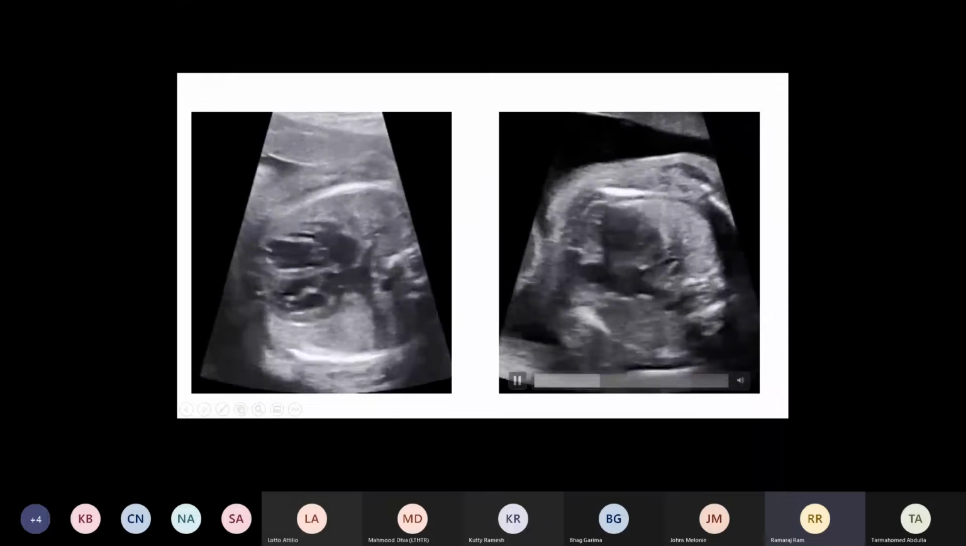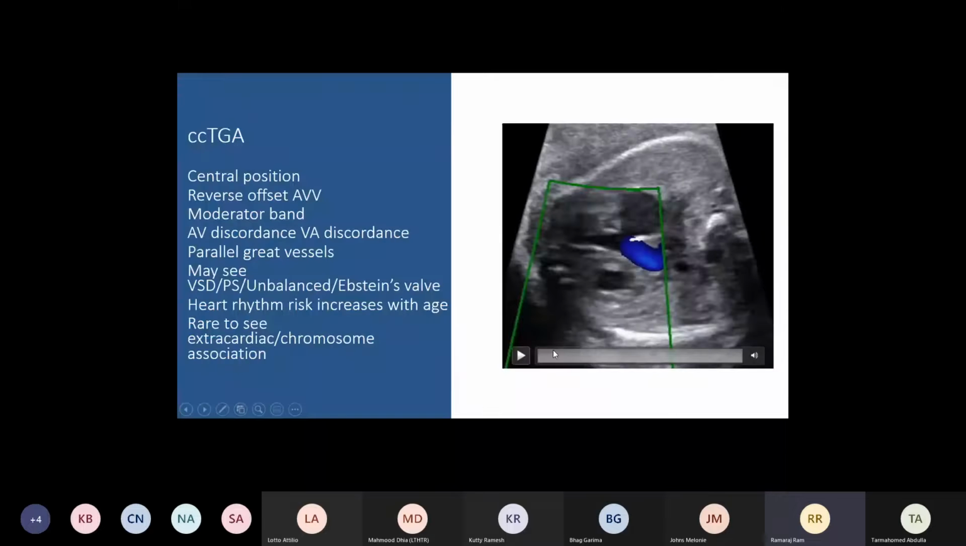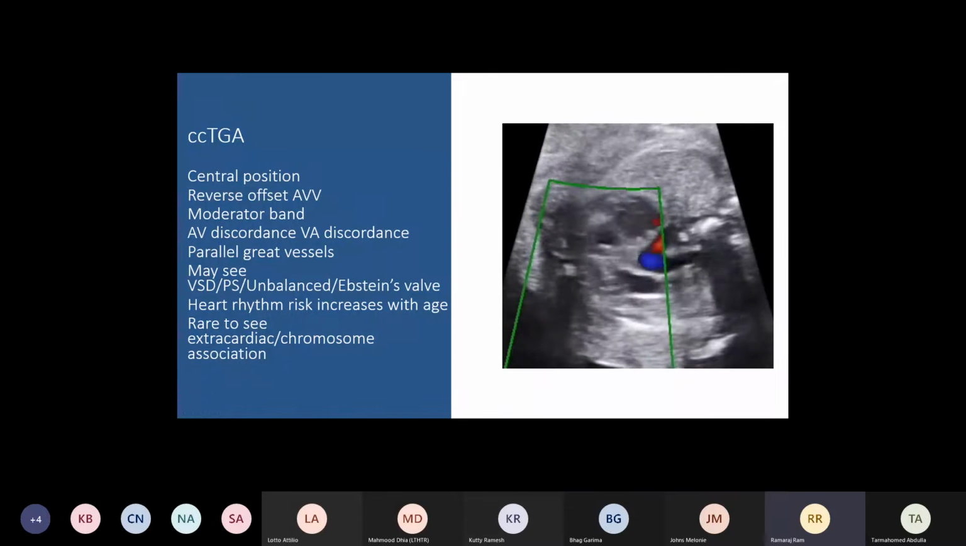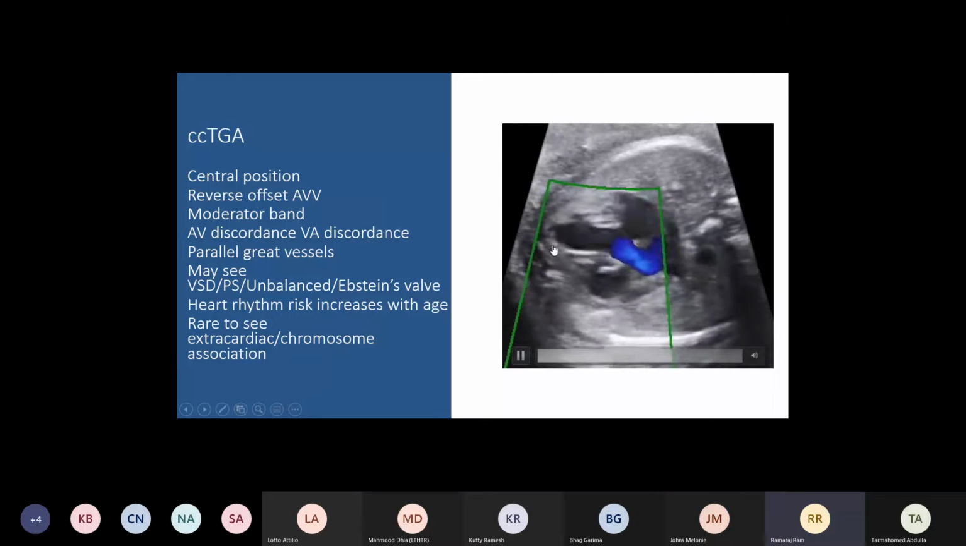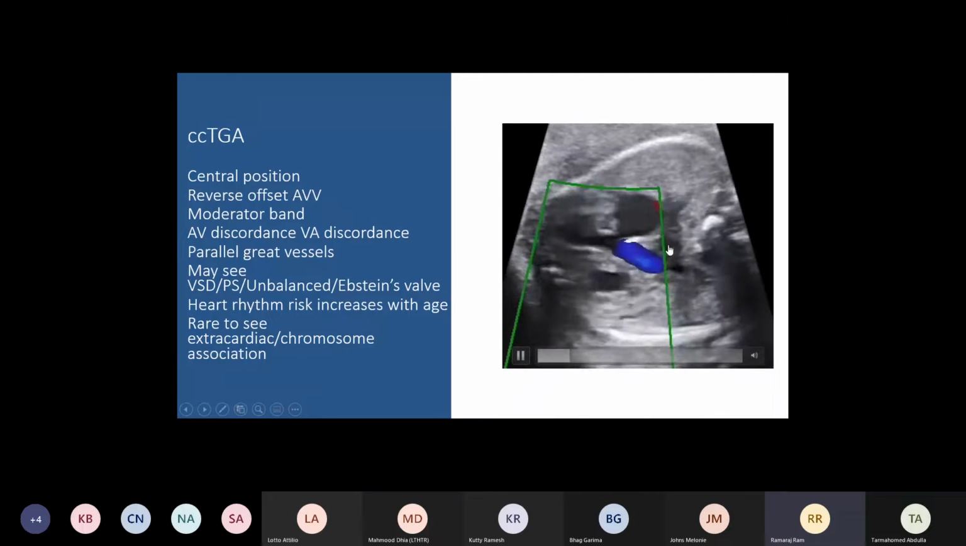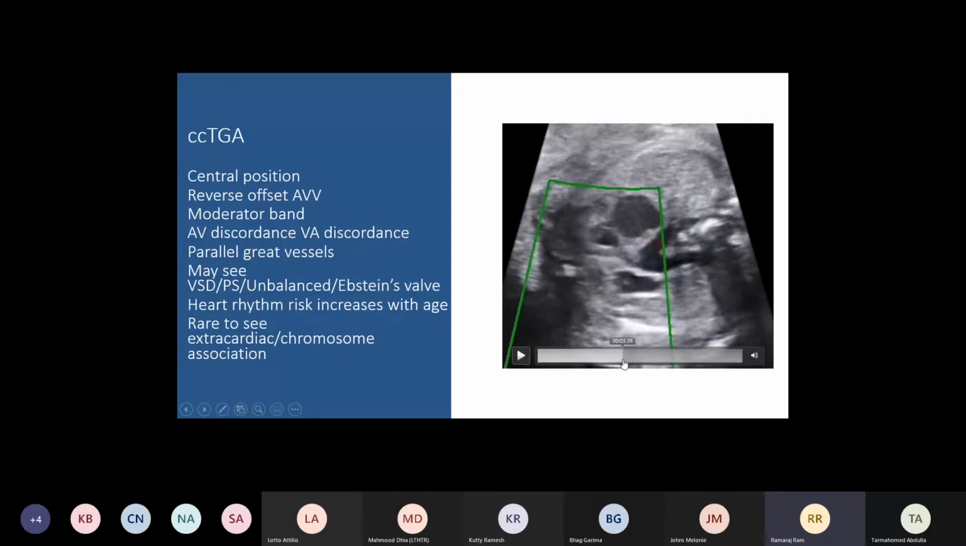So next picture, please. So this is CCTGA with a balanced circulation and what looks like an intact septum, where you can see here the LV is giving rise to the pulmonary artery, which is branching. So reverse offsetting, AV double discordance, parallel great vessels.